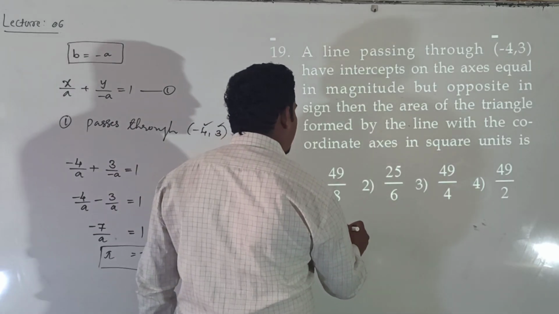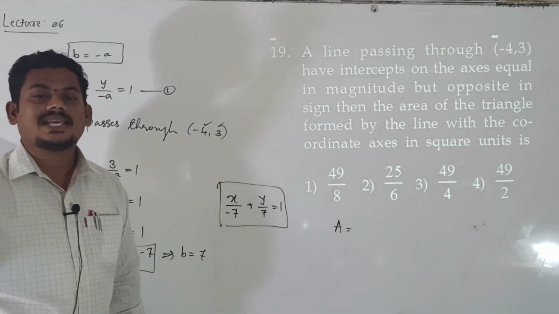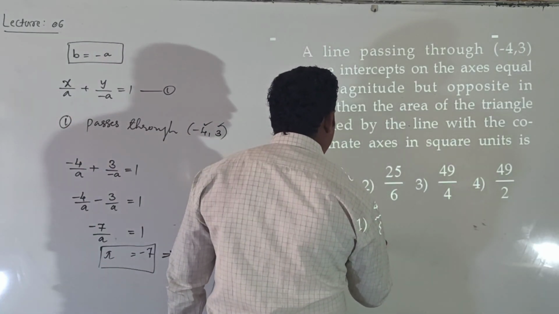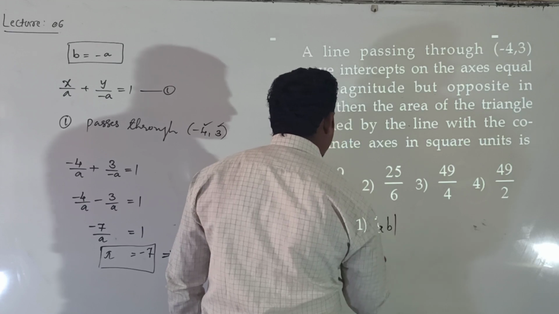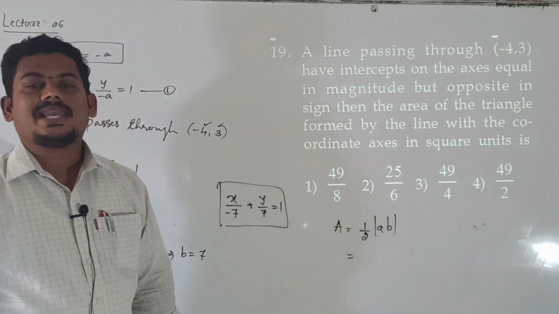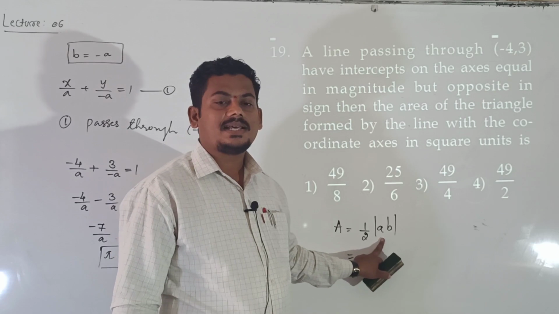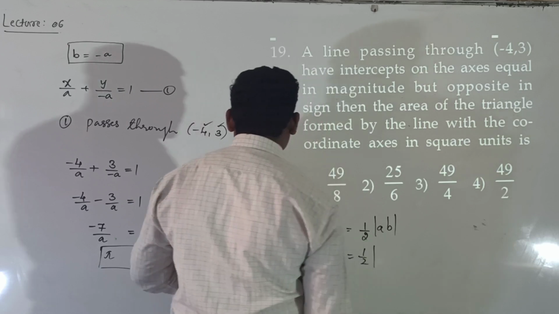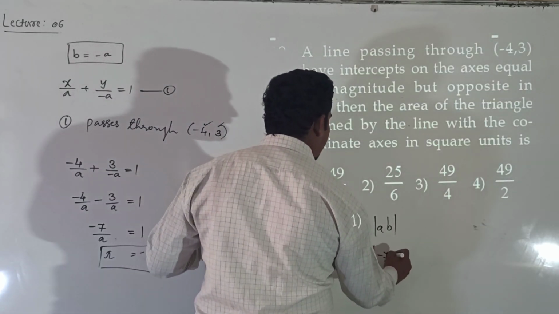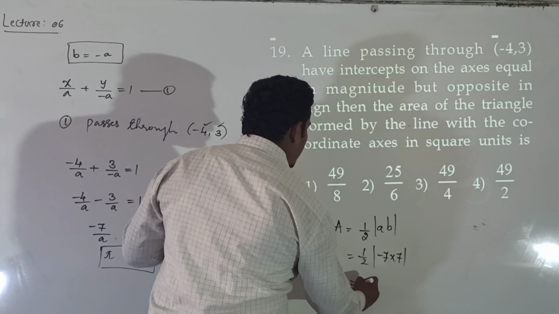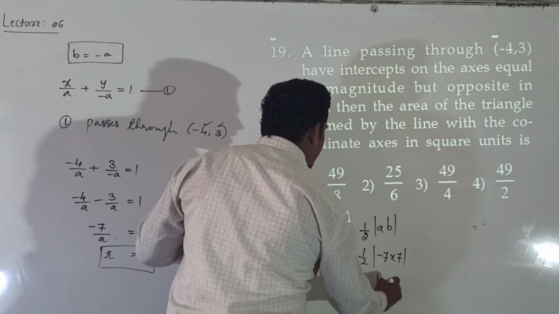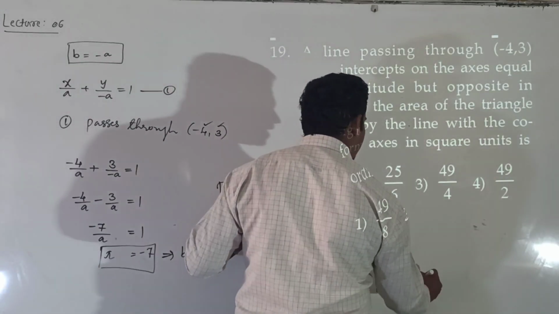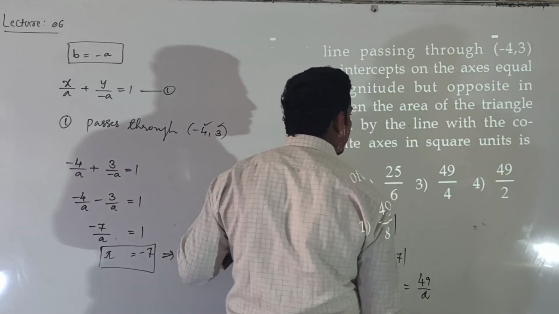Already we have the shortcut formula. The area of the triangle formed by the line x/a + y/b = 1 with the coordinate axes is 1 divided by 2 times modulus of a into b, where a is the x intercept and b is the y intercept. So 1 divided by 2 into modulus of minus 7 into plus 7. That is 1 divided by 2 times modulus of minus 49. The modulus sign indicates consider the absolute value. So 49 divided by 2 is our required answer.